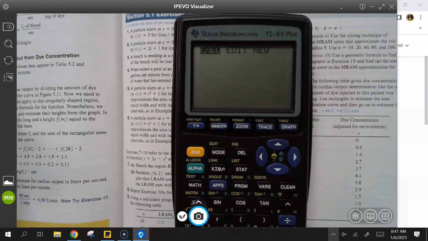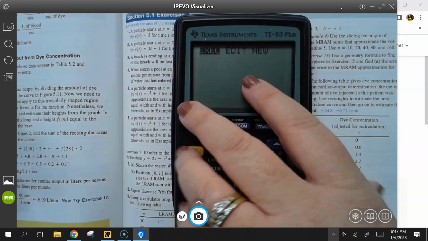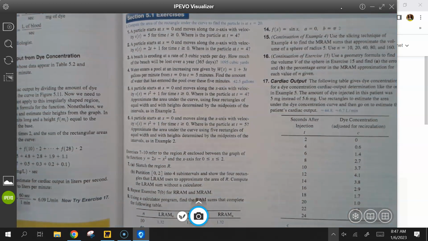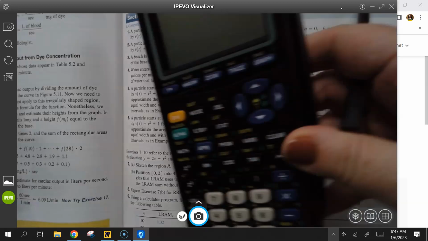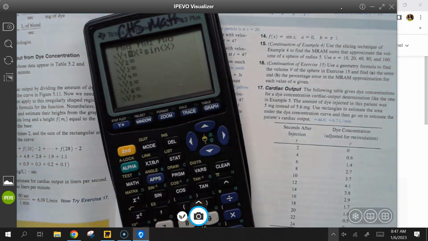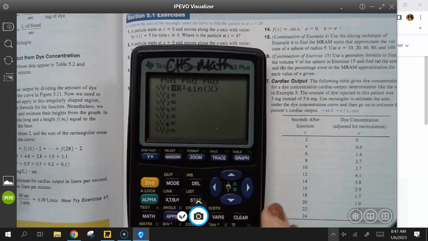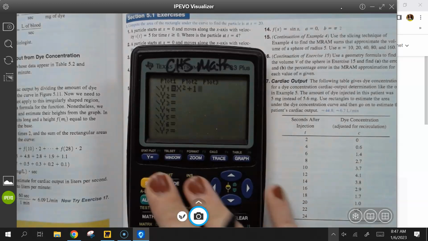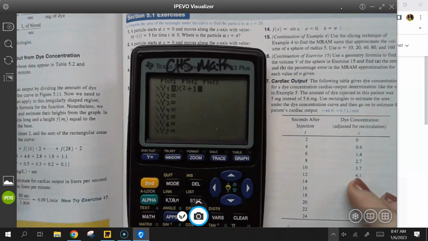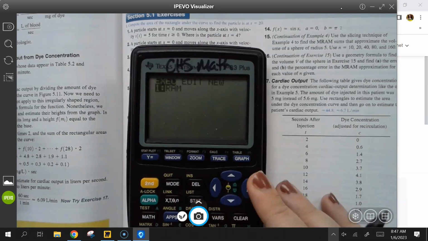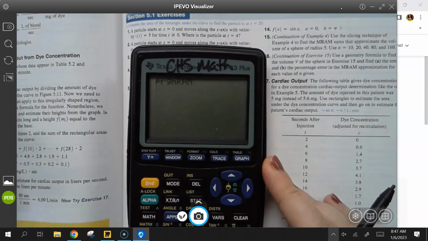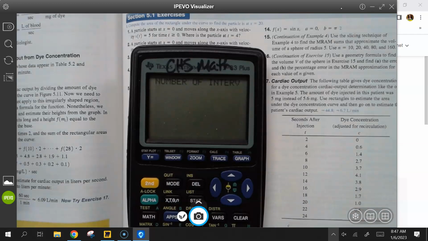All right. So if you go into Y1 and type in that equation that we were using. What was it? X squared plus 1. You don't have to graph it. You don't have to do anything else. Just literally type it in Y1. And then hit program and execute RAM and enter. The number of intervals. How many intervals did we say we were going to use? 4. So I hit 4.